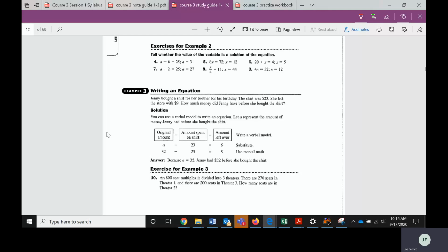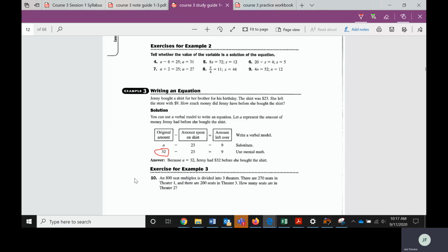They said she bought a shirt for his birthday. The shirt was $23. She left the store with $9. How much money did she have before she bought the shirt? So again, there's a couple different ways, but they're saying this is the amount she walked in with. She had to spend money on the shirt, and then she was left with $9. So she had something minus 23 equals 9. And so that's something that'd be 9 more than 23, which is 32. Okay. I'll let you look at this one.